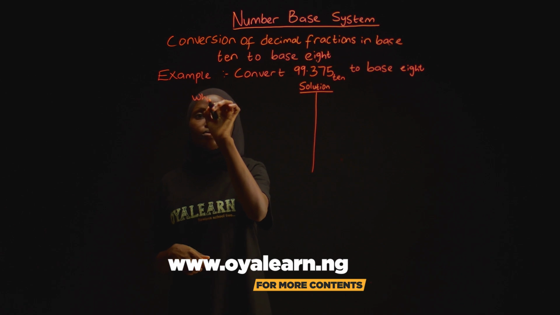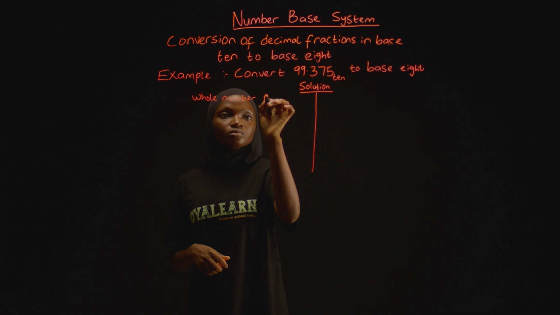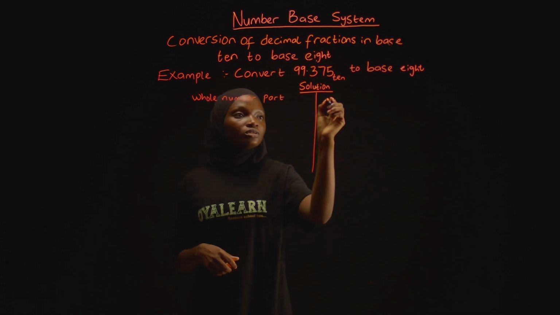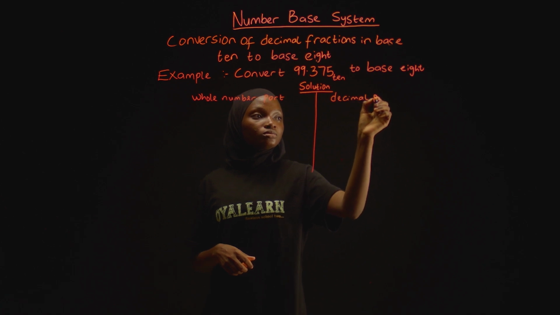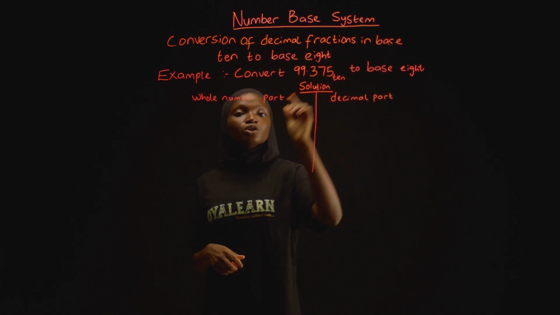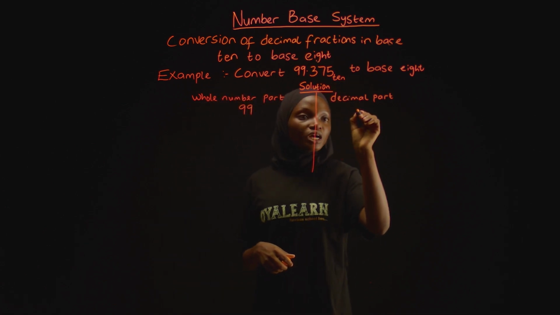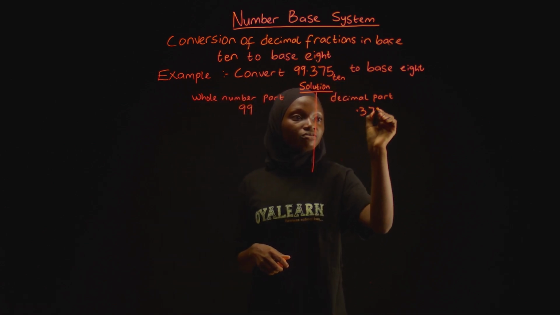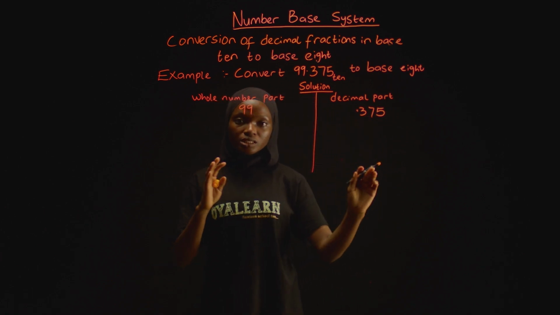Whole number, decimal part. And for the whole number part, you have 99. For the decimal part, you have 0.375. They will convert to base 8 separately.